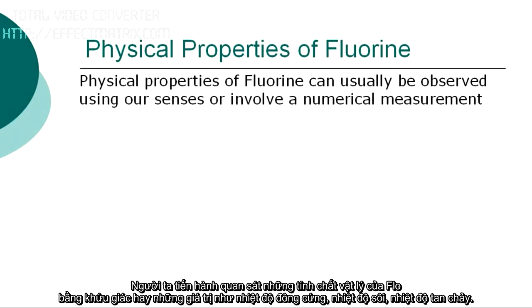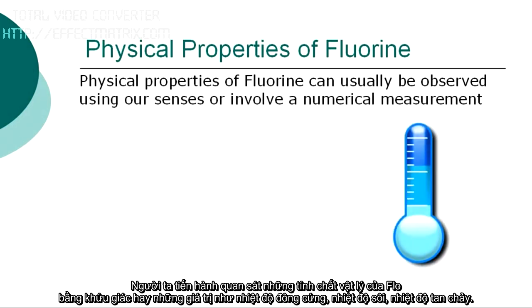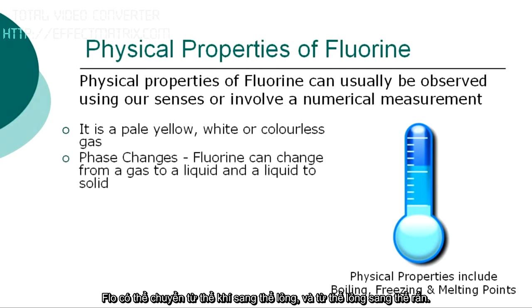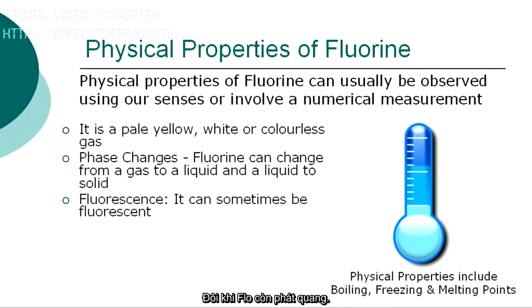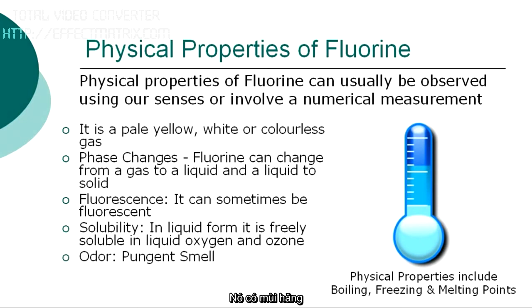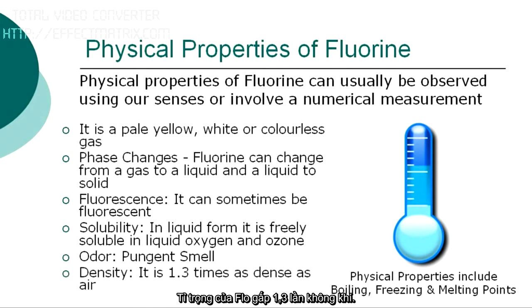The more specific physical properties of fluorine can usually be observed using our senses, or involve a numerical measurement, such as determining its boiling, freezing, and melting points. The physical properties of fluorine are: it is a pale yellow, white, or colorless gas. Fluorine can change from a gas to a liquid and a liquid to solid. It can sometimes be fluorescent. In liquid form, it is freely soluble in liquid oxygen and ozone. It has a pungent smell. Density: it is 1.3 times as dense as air.